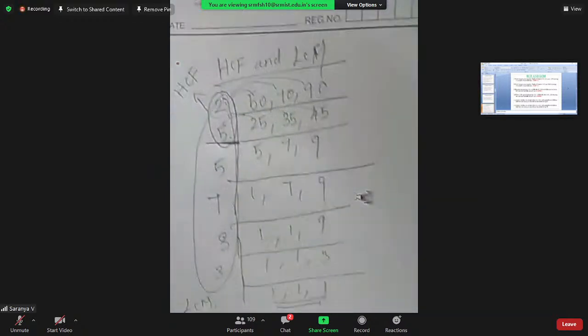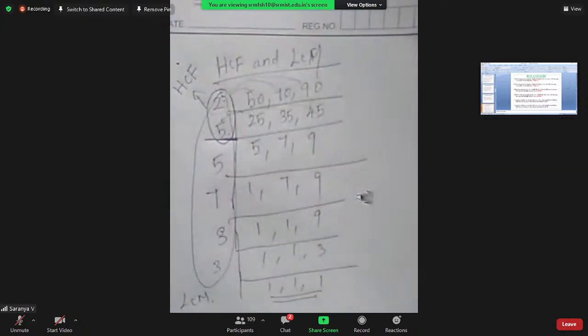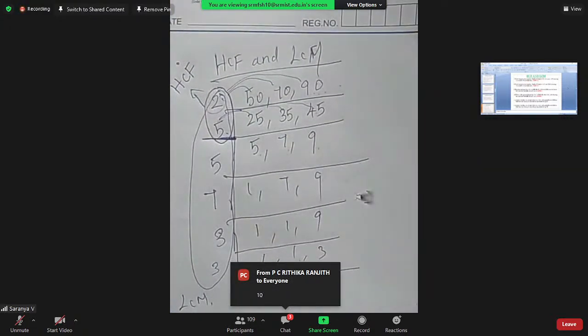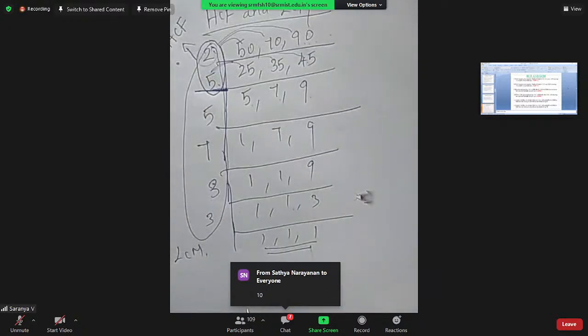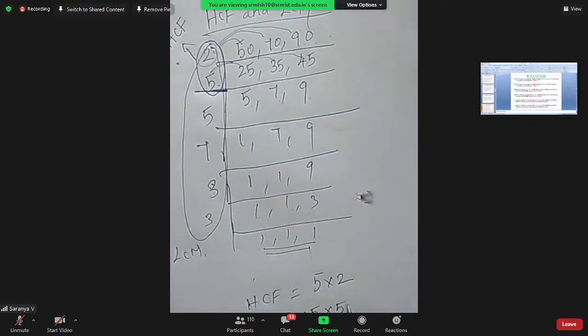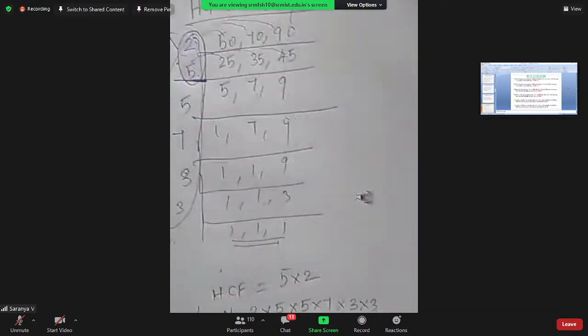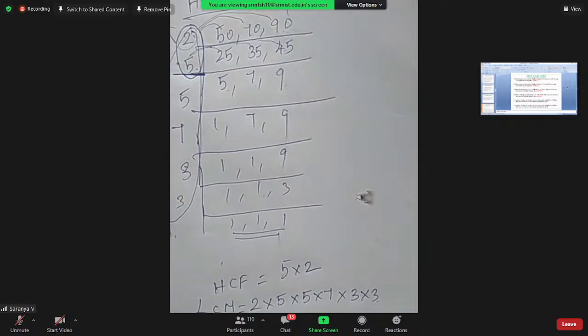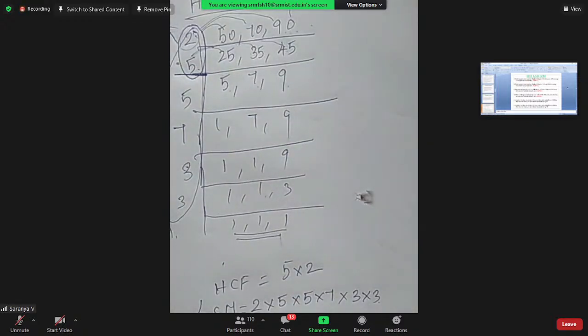Got it? So what is the HCF here? Can you tell me what is the HCF? Post your answers in the chat box. HCF is only the numbers 5 into 2. And what is the LCM? Multiply all the numbers from the beginning: 2, 5, 5, 7, 3, and 3. Got it? Is that clear? Any doubts? If no doubts, type N.